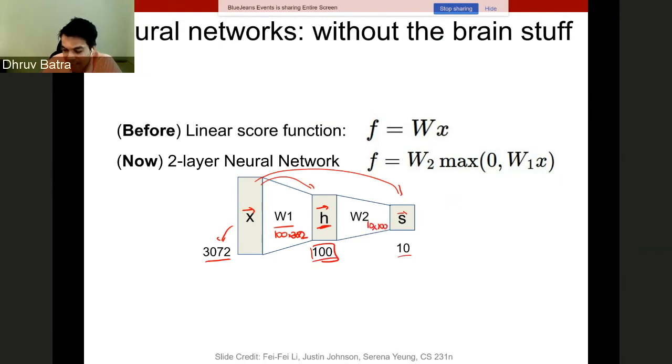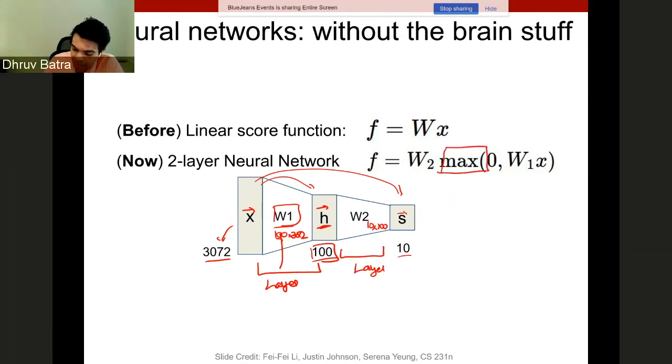H is an intermediate activation vector in a neural network. This right here is a layer which corresponds to a particular setting of parameters W1. This is another layer. These are both linear layers with a non-linearity in between, which is max.